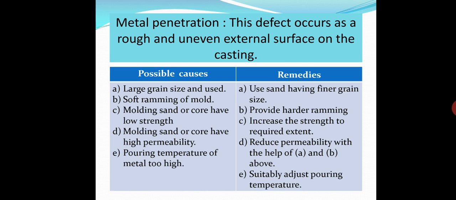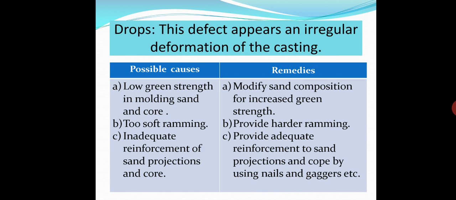So to avoid this defect, we have to control the grain size of the sand, ramming of the molding sand or core sand, using of high strength sand. Next, reduce permeability by using finer grain size or with proper ramming. Next, you have to adjust pouring temperature.